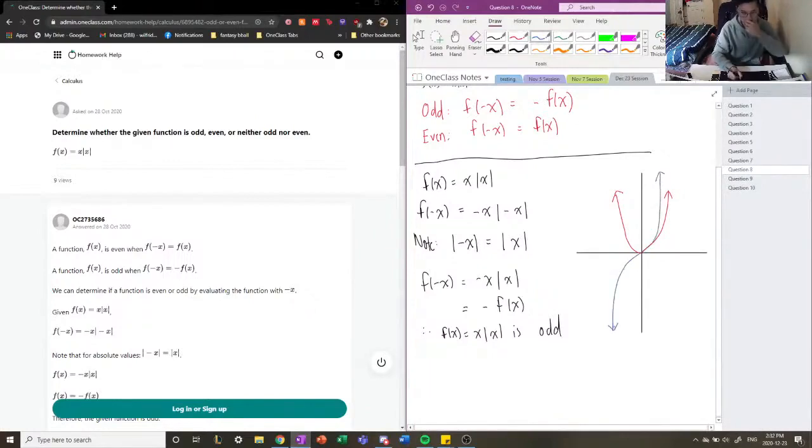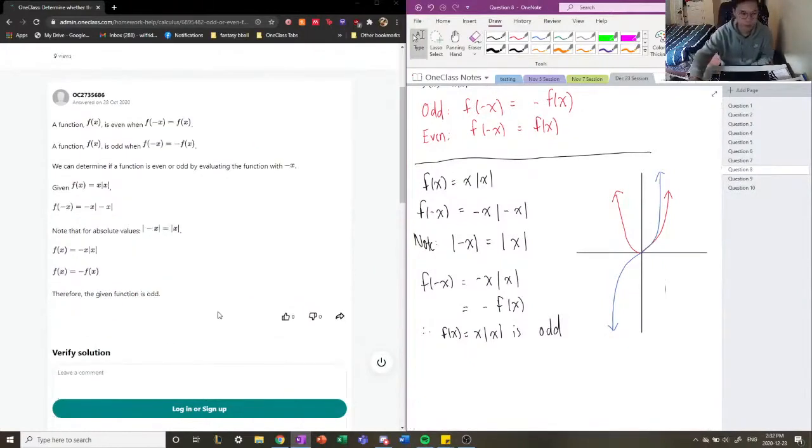where f of negative x is also just negative f of x. So we just reflect it across the x-axis. So these are good examples of odd or even functions. And yeah, they're symmetrical in their shape. And we now know that x times absolute value of x is also an odd function. So this solution is correct.